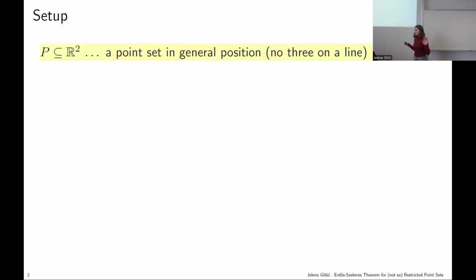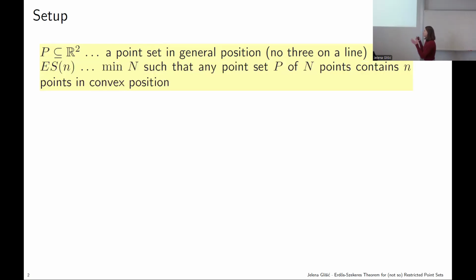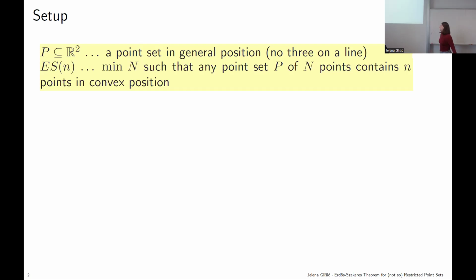So the setup will always be a point set in the plane. And I will always assume that my point sets are in general position, meaning that I do not have 3 points on the same line. And the Erdős-Szekeres number will be the minimum number n, such that any point set of this size has n points in convex position. So whenever I have this many points, I must have n points in convex position. So this is a number that Erdős and Szekeres came up with all the way in 1935. And let's see what we know about this number.